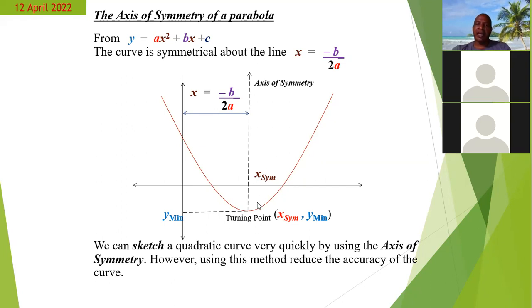So if we know where the axis of symmetry is, and we know where the turning point is, we know whether or not we have a maximum or a minimum, whether your curve looks like a mountain or a valley. We can just sketch a curve right at the point of the turning point. You follow what I'm saying? It would not be as accurate as when you plot it, but it will give you a good idea as to how the shape of the curve is.